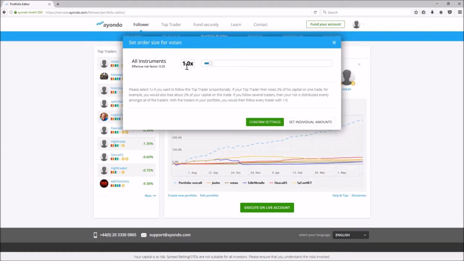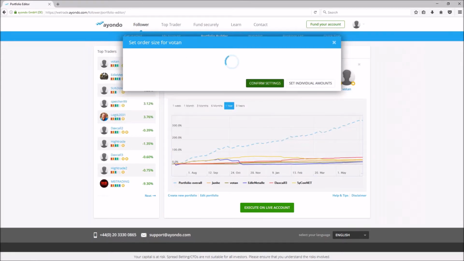So if I have that down at 1, it means my effective risk factor is only 1/5 of the size they're trading. So because Votan's a new one in my portfolio, if I think, well, I'm maybe not too sure about this, good track record, but let me see, let's give it a couple of months, I may decide to follow them at 1/5 of the size they're trading. So if they risk losing £200, I'm risking losing 1/5 of that, or 1/5 in percentage terms, if that makes sense. So I confirm settings, and that's it.